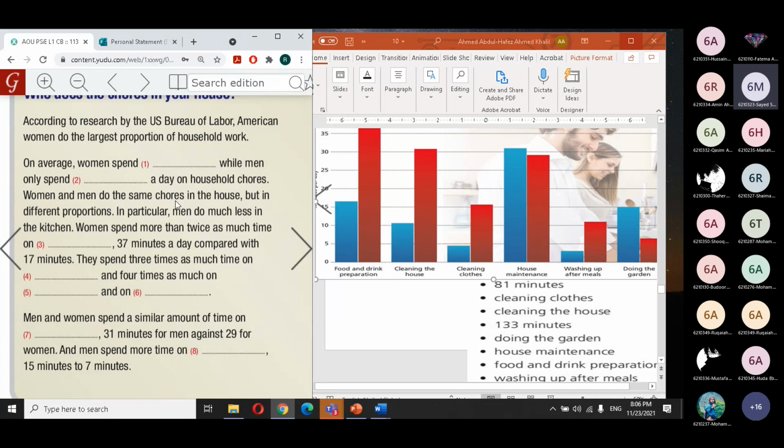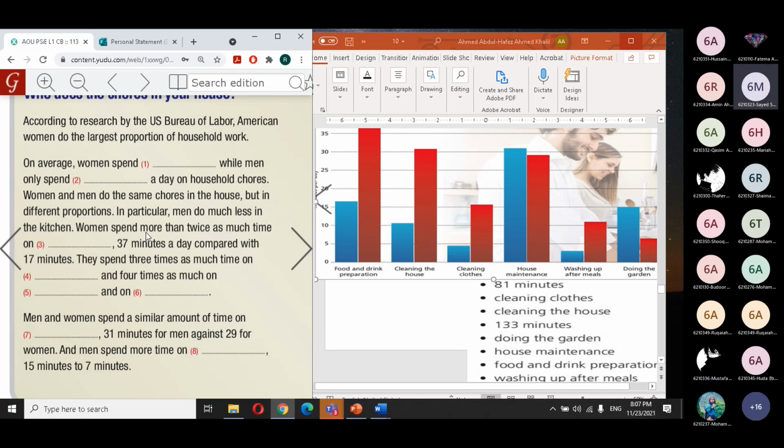Women and men do the same chores in the house. If you look, you will find both of them take part in everything, but in different proportions. The period of time is different for each one. In particular, men do much less. Less in the kitchen.